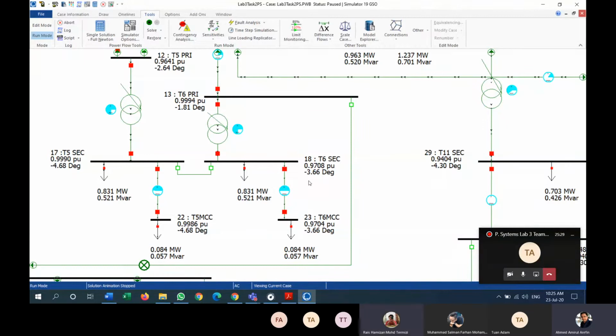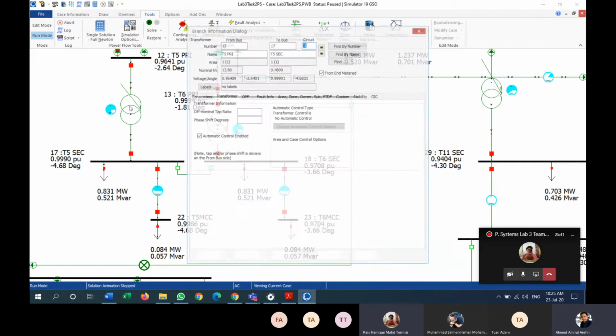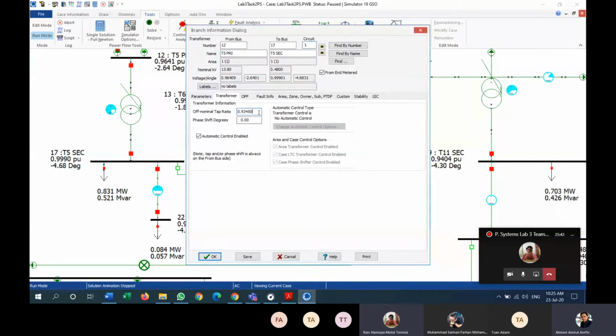Sir, can you explain again why we need to minus the 1.05, the value of 0.0625? Yes, sure. Before it was 1, correct? So if you want to, this is the tapping ratio.